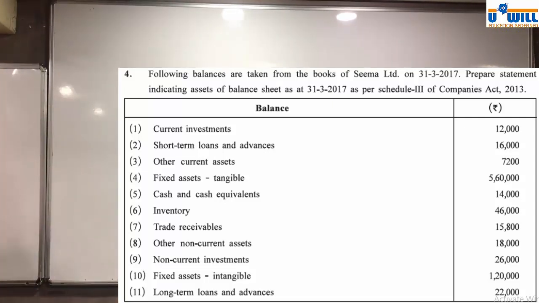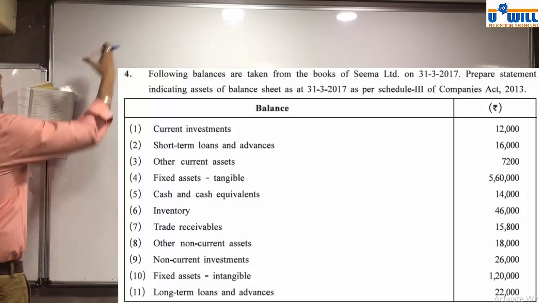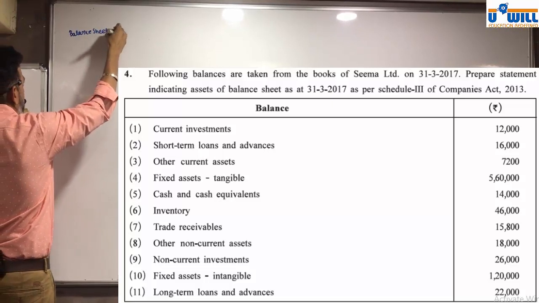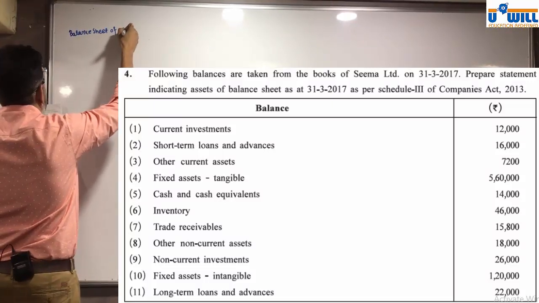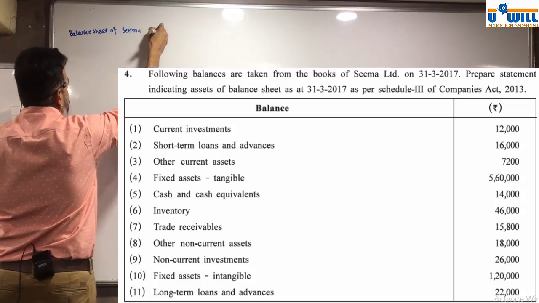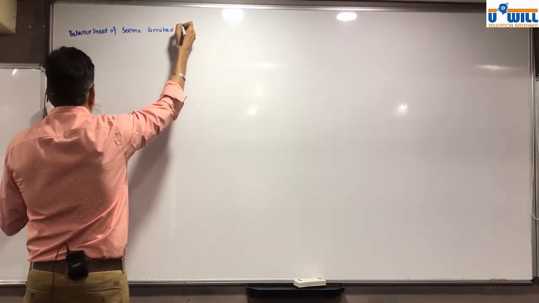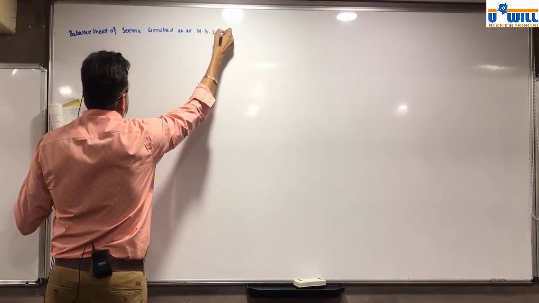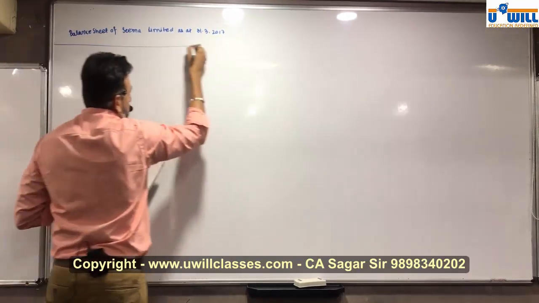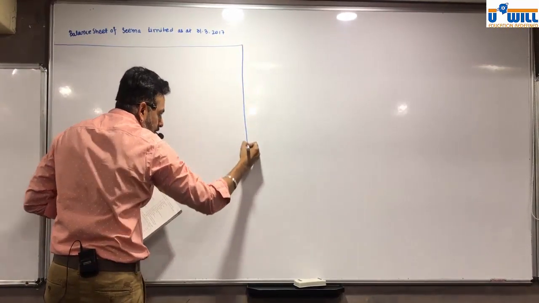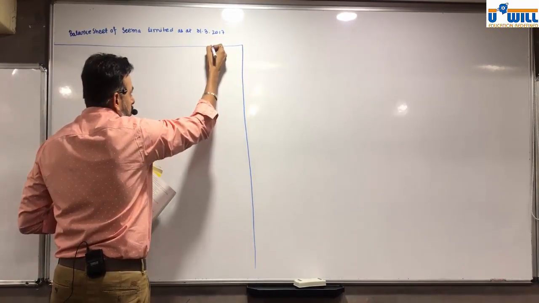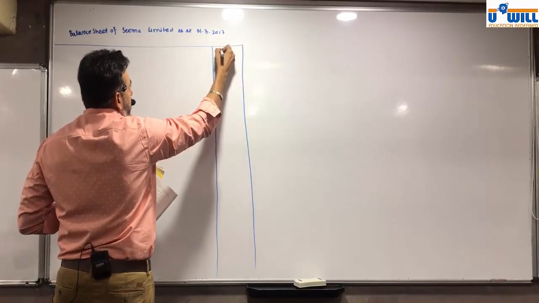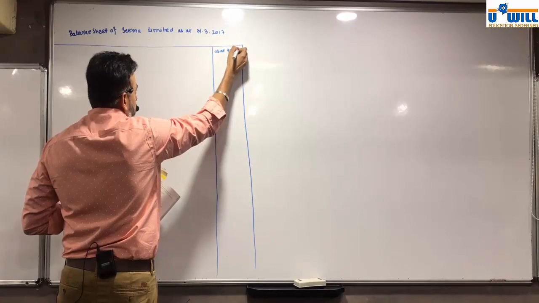Okay, let's make the format. Heading, balance sheet of SEMA Limited as at 31/3/2017. Now over here we'll have an inner column and we'll have the outer column. This is the outer column where you will write as at 31/3/2017 rupees.